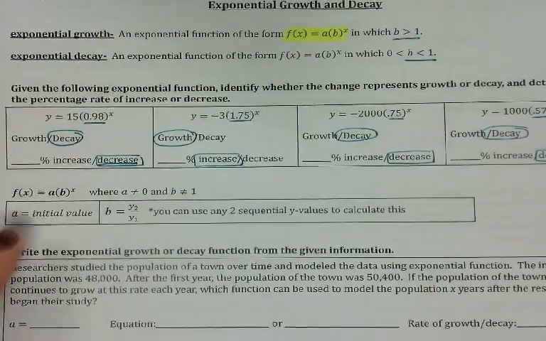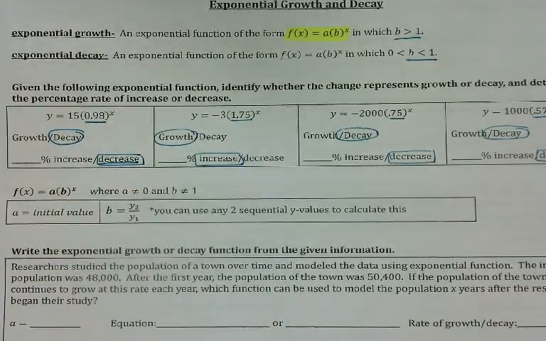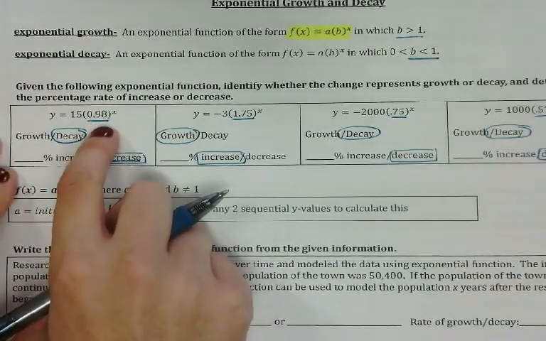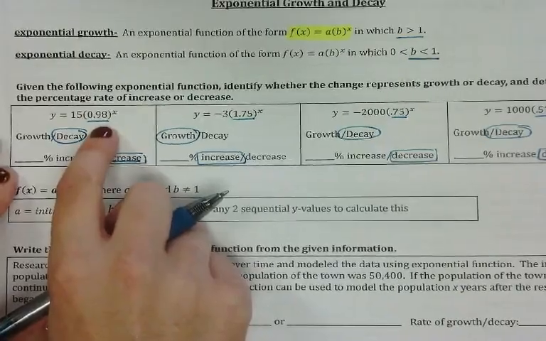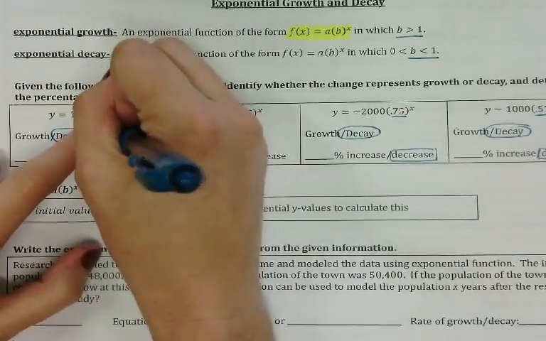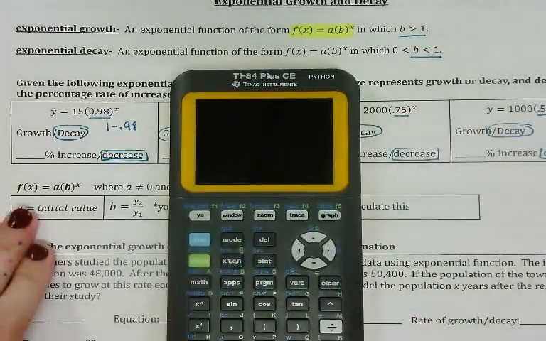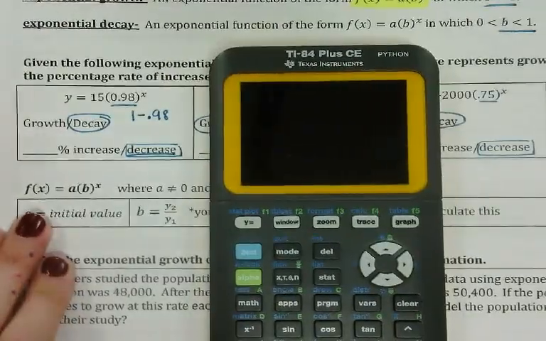Now, this 0.98 is the decay factor, but we want to know how much percent decay is actually happening. Your b value is the decay factor, but to find the percent decay, we have to convert this to a percentage. I'm going to take this 0.98 and subtract it from 1, because 1 is like 100%.